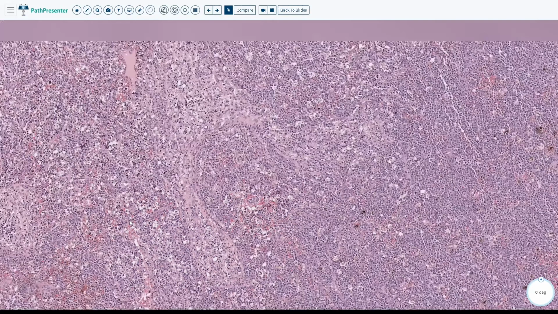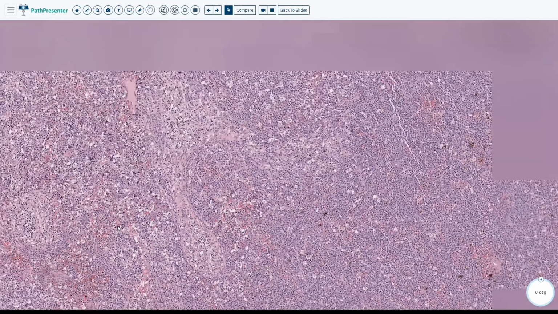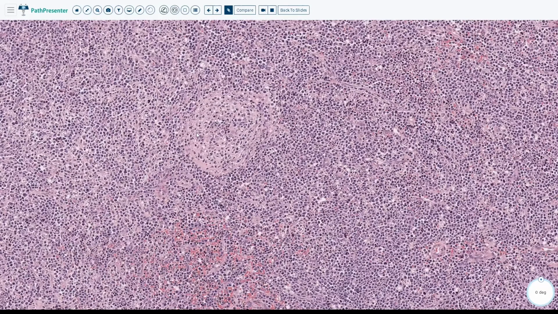Let's see if we can find a better example. So if we look here, you can see more of this concentric type appearance. So this is maybe a little bit of a better onion skinning type appearance. I do have at least one picture of onion skinning to show you so that you can see a good example of that. So what is this? This is lymphoma, and the most common type here is a diffuse large B-cell lymphoma, which is what this is.